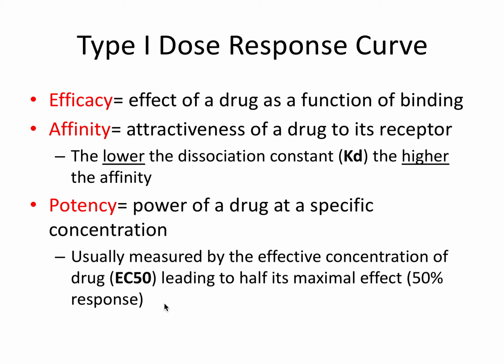So for example, if drug A has some effect at 500 milligrams and drug B has that same effect but only at 5 milligrams, then drug B is 100 times more potent than drug A.